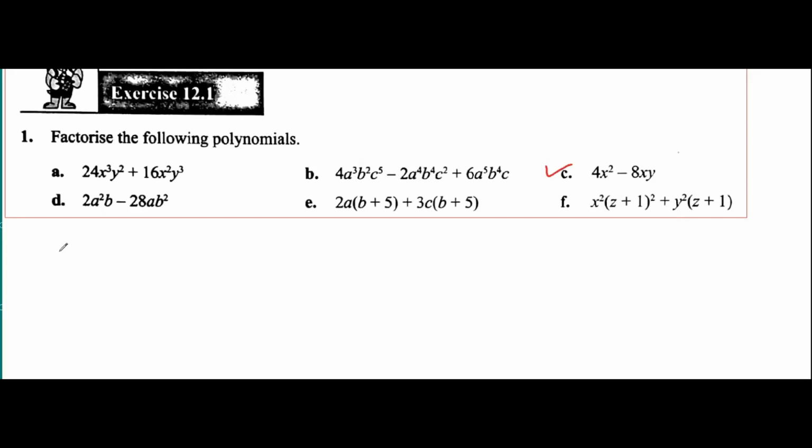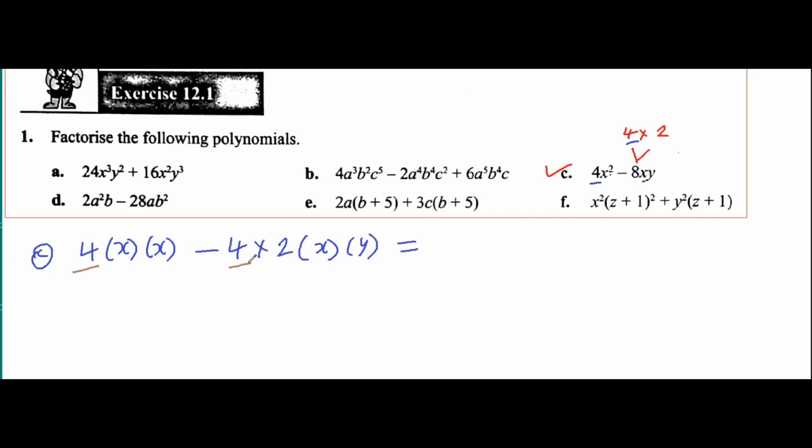Okay, so what does c say? c says 4x square minus 8xy. 8 can be written as 4 into 2, and then I can take this 4 and this 4 as common, and here x square and x, one x and one x, I can take common. Directly I'm writing 4x into x minus 4 into 2 into y. From here I'm getting 4 and 4, x and x common, so I will write that here, and then in the bracket I will get x minus 2y. So this is the factor of this c sum.